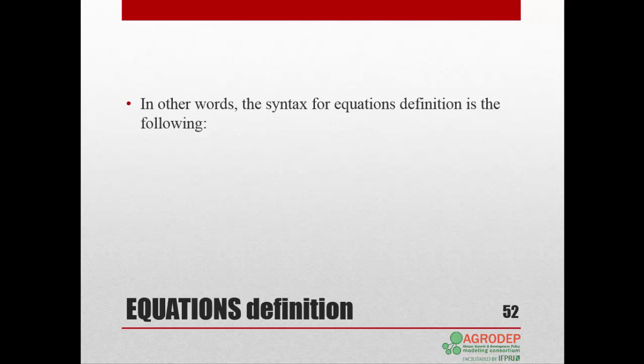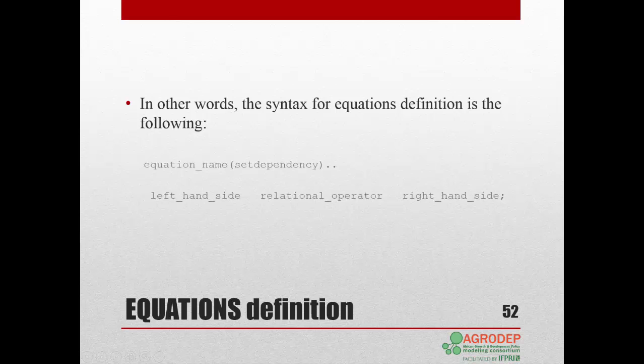In other words, the syntax for equation definition is as follows. The equation name and the sets on which it is defined in parentheses, followed by a double dot. Next, the left-hand side and the right-hand side of the equation are separated by a relational operator. A semicolon signals the end of the definition.